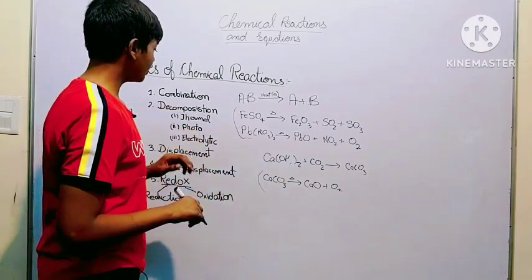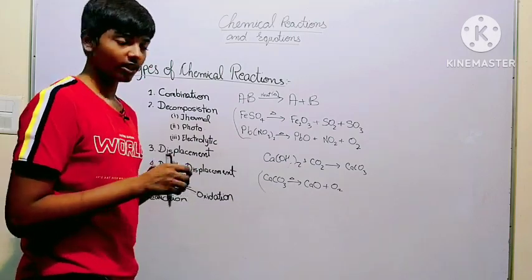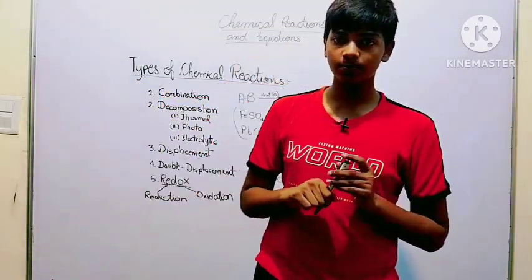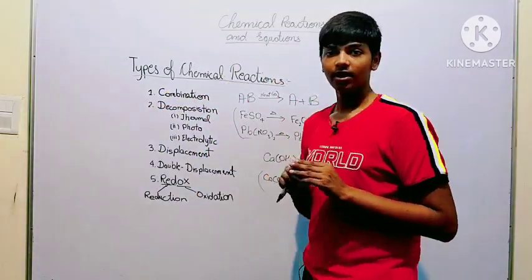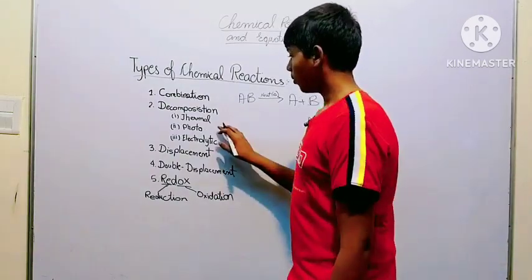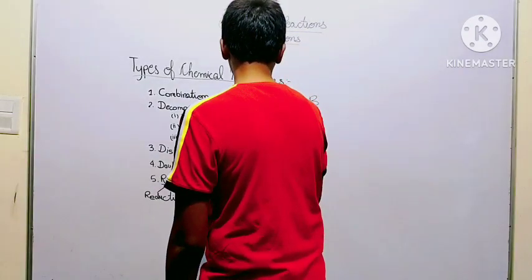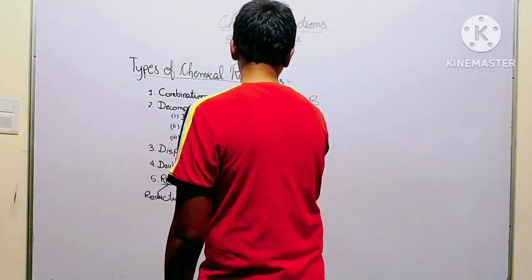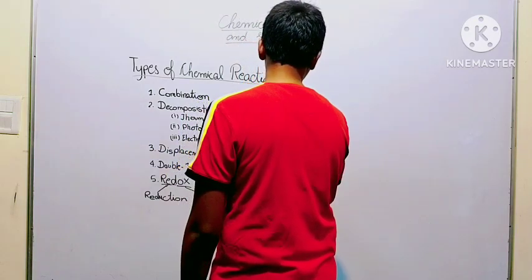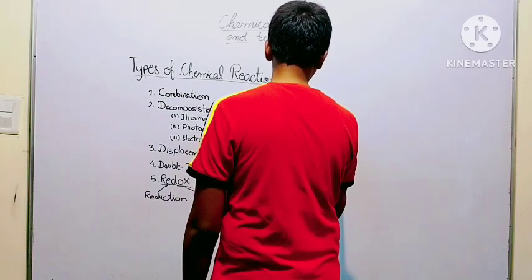Photo decomposition or photolysis is the decomposition reaction in which we pass light to decompose the substance, and in electrolytic decomposition we pass electricity to decompose the substance. A common example of photo decomposition reaction is AgCl, silver chloride, in sunlight giving Ag plus Cl2.